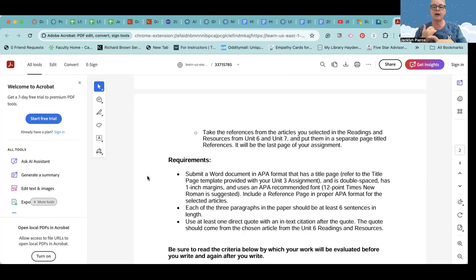It's going to have a title page that should match the template for APA. The whole kit and caboodle is double spaced. There's 1-inch margins on the whole thing. Use an APA recommended font. Typically 12 point Times New Roman is what we use. And it has a reference page, again, in proper APA format for the two articles. Each of the 3 paragraphs in the paper should be at least 6 sentences in length, 1 direct quote, 1 paraphrase. Okay, paraphrasing in paragraph 1, quote in paragraph 2.